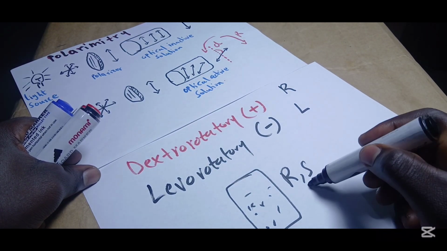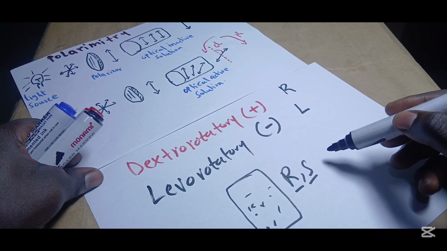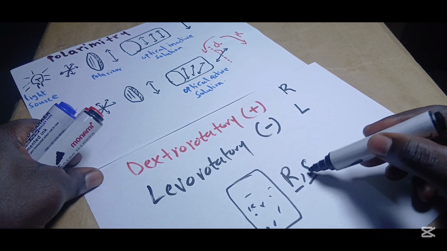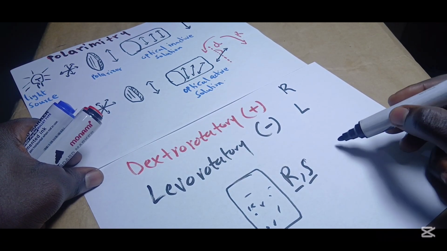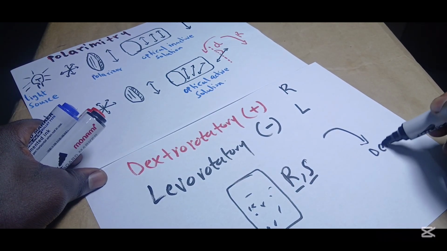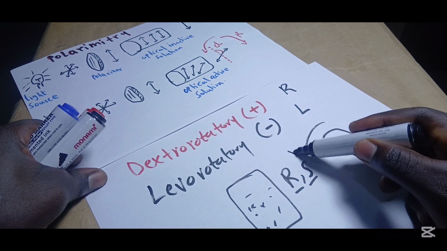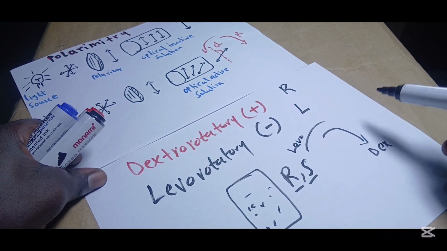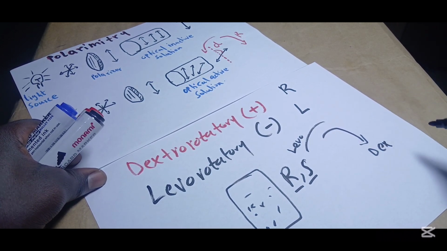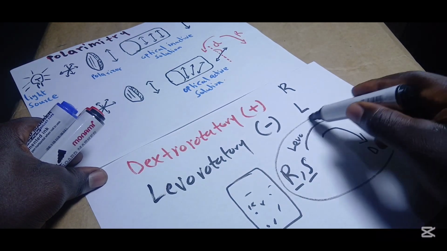So depending on which of these dominates, if the S dominates, then it will give us dextro. If the R dominates, then it will give us levo. Notice that S is not always dextro. I'm just using this for illustration's sake.